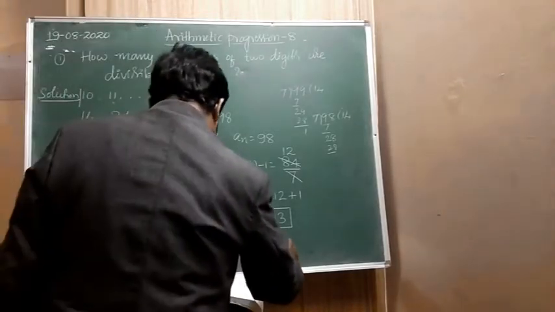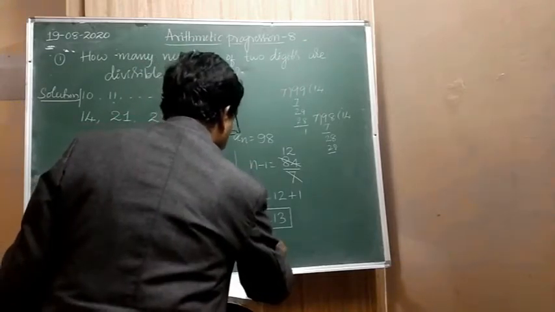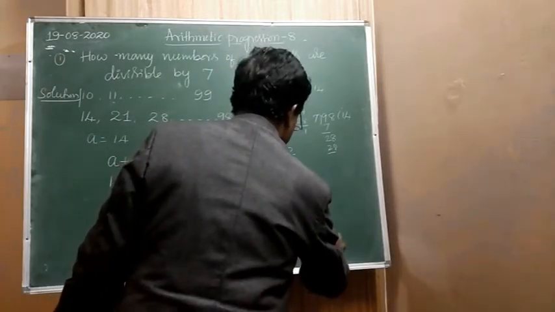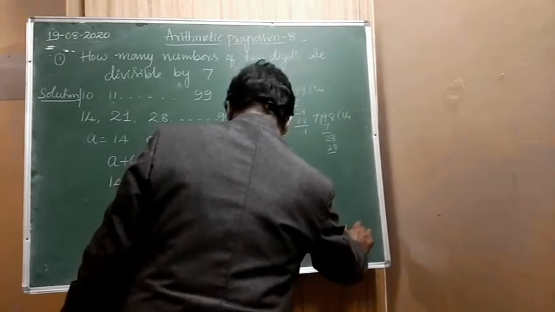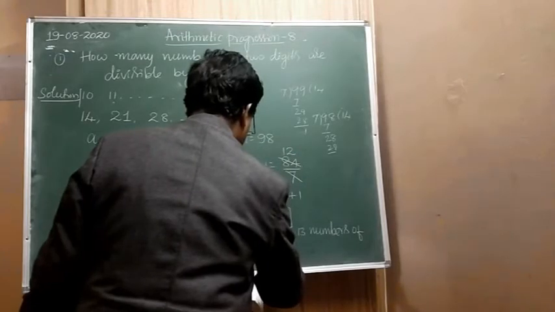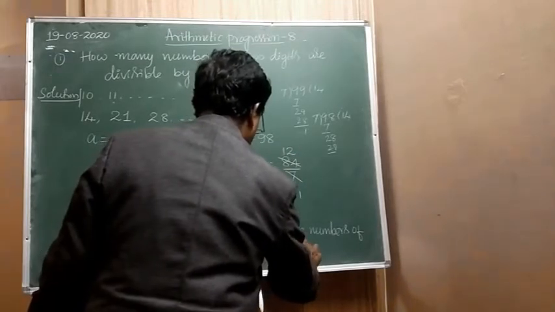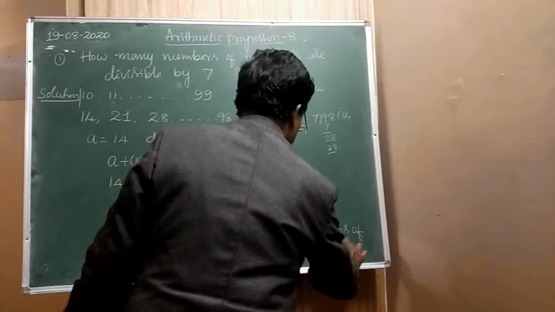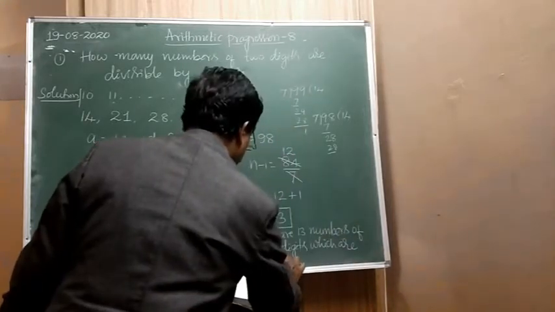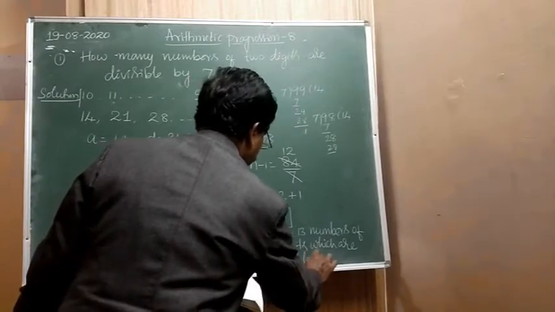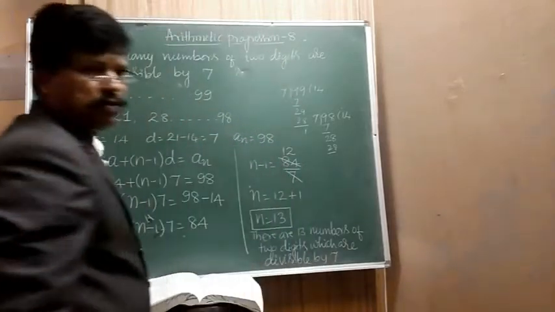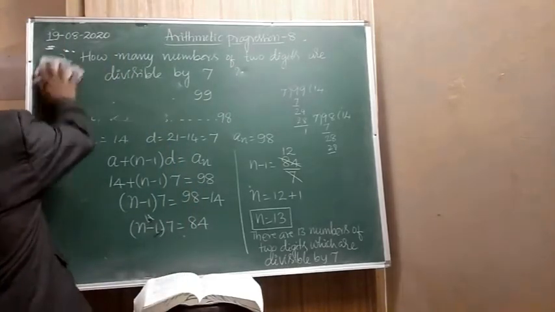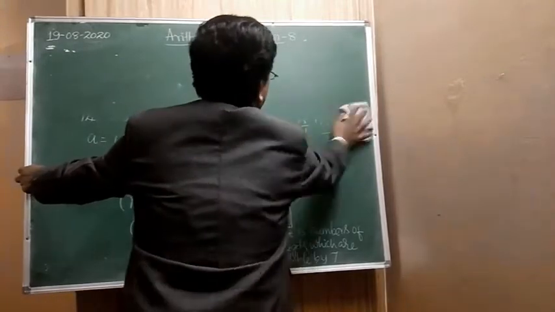So, the conclusion you can write down: there are 13 numbers of two digits which are divisible by 7. Clear? Now, we'll take one more.